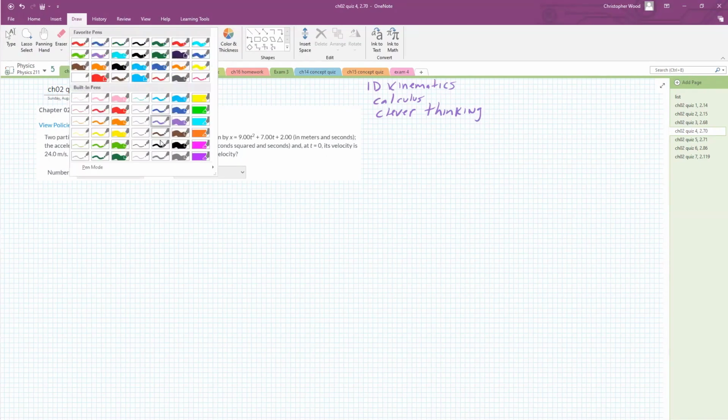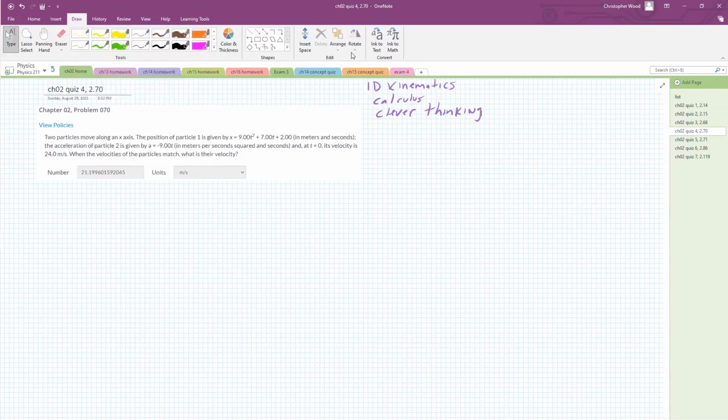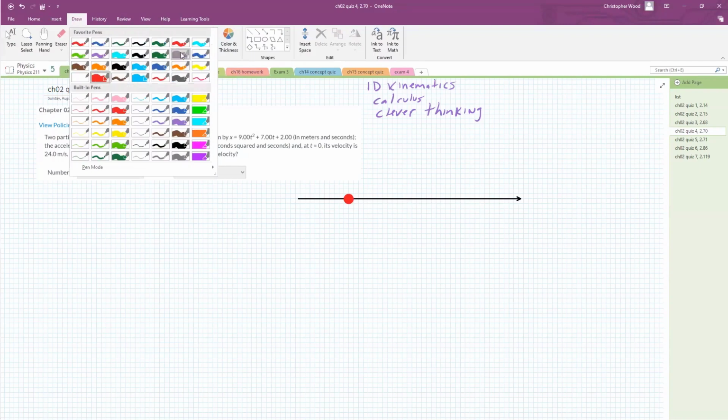So here is, and let me make sure I'm sharing. Again, a lot of times I'm talking, I'm rambling, ranting, and I haven't shared my screen, so make sure to stop me. But here's an x-axis. Two particles move along an x-axis. So, well, here's one particle. Here's another particle.